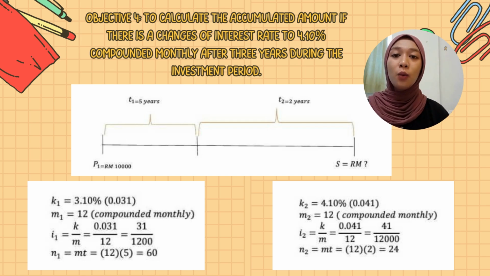So the first step, we need to draw a timeline. The timeline is P equals RM 10,000. The T1 for P is 5 years. Then T2 is 2 years. Then we need to find S.